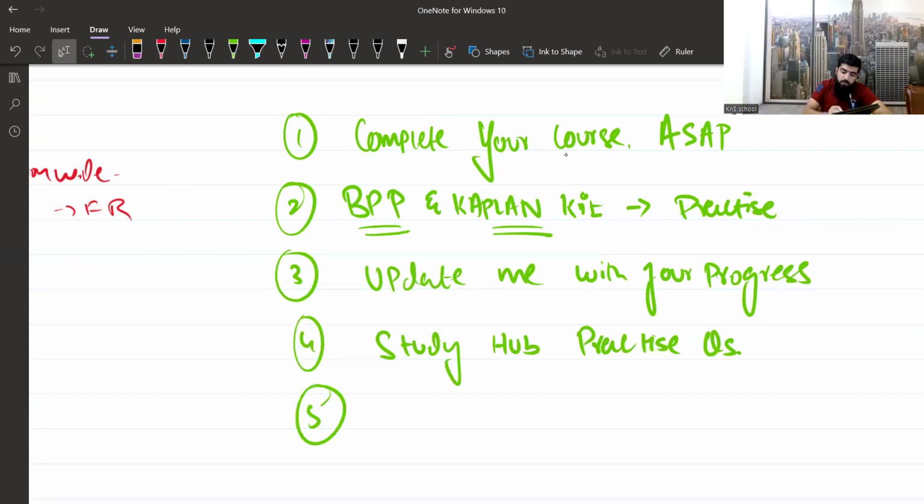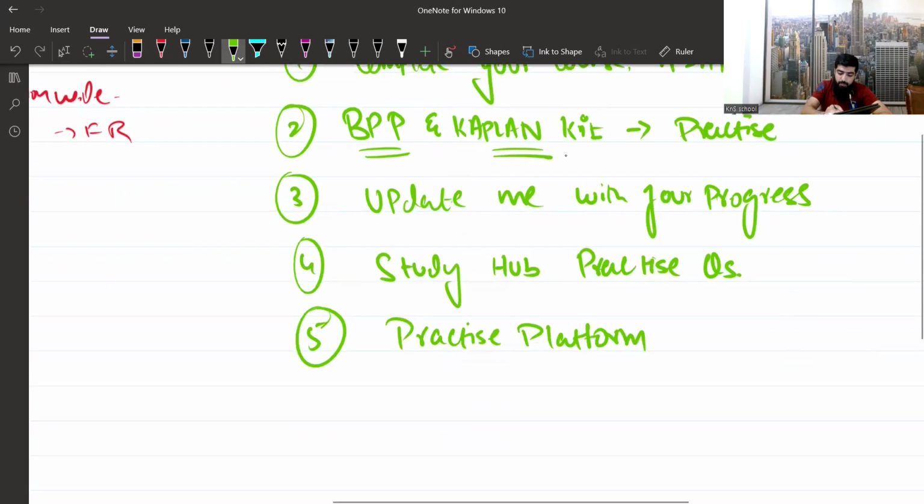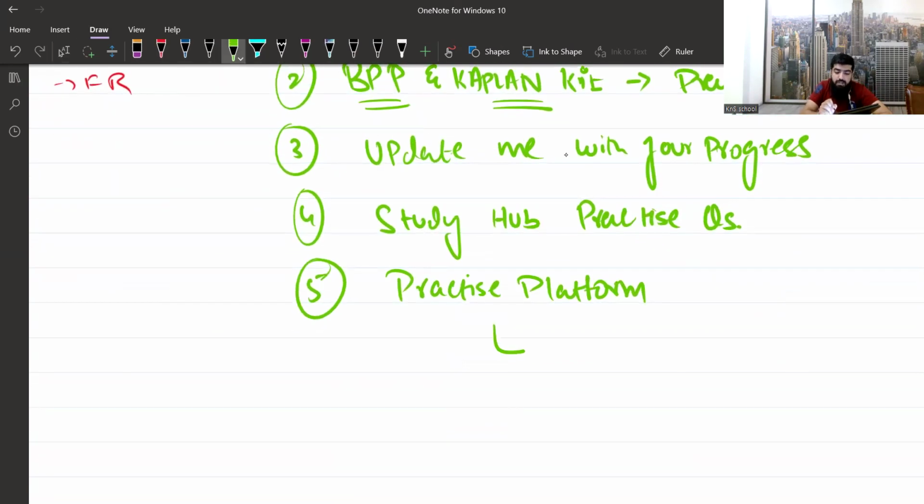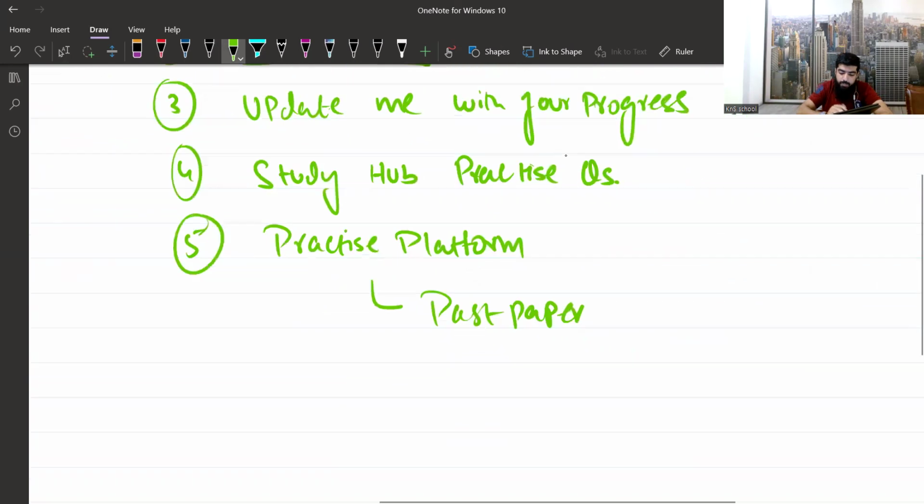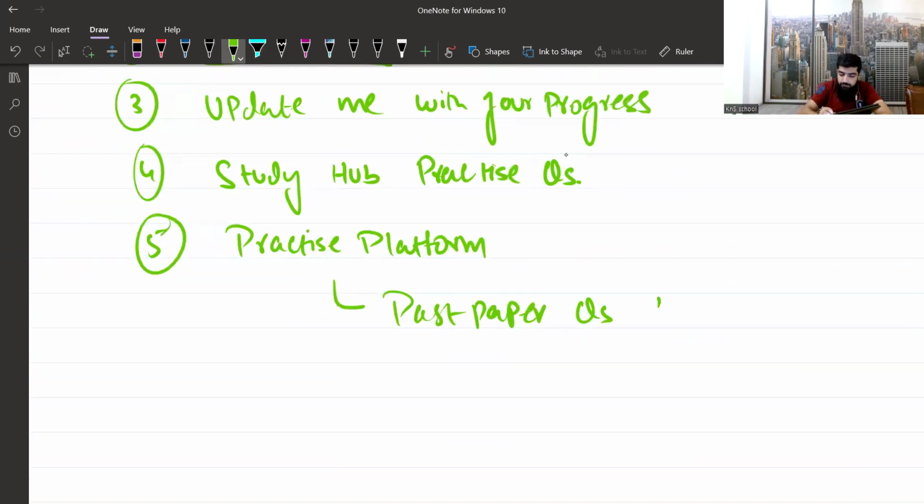Fifth, once you're done with the course, you have to avail the resources that are available on the practice platform provided by ACCA. In this practice platform, there are multiple resources. There are past paper questions for Section C only.